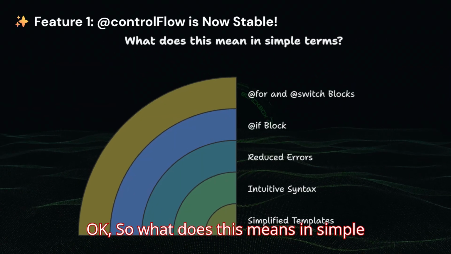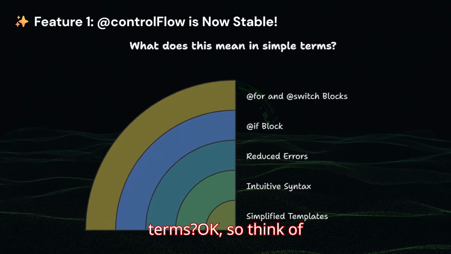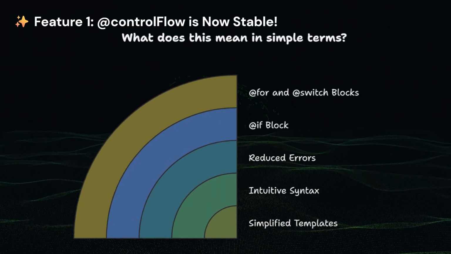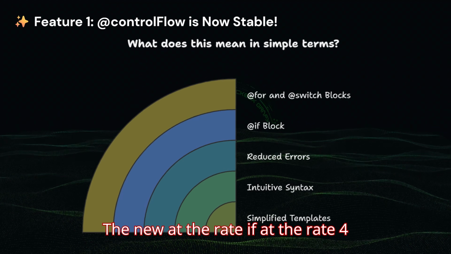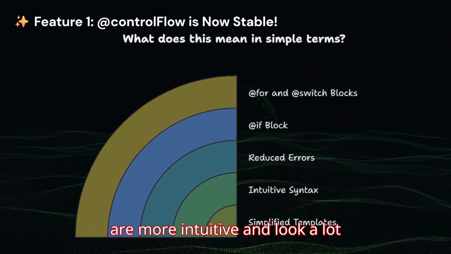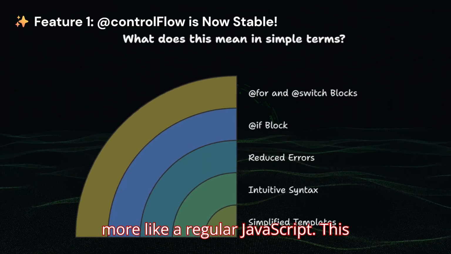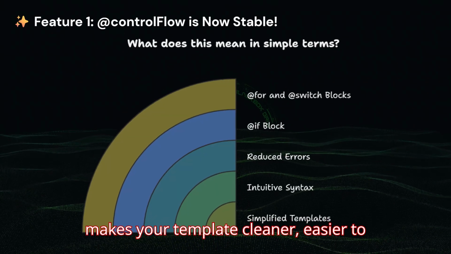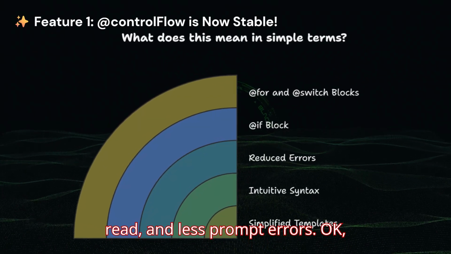So what does this mean in simple terms? Think of it as cleaning up your HTML template. The new @if, @for, and @switch blocks are more intuitive and look a lot more like regular JavaScript. This makes your template cleaner, easier to read, and less prone to errors.